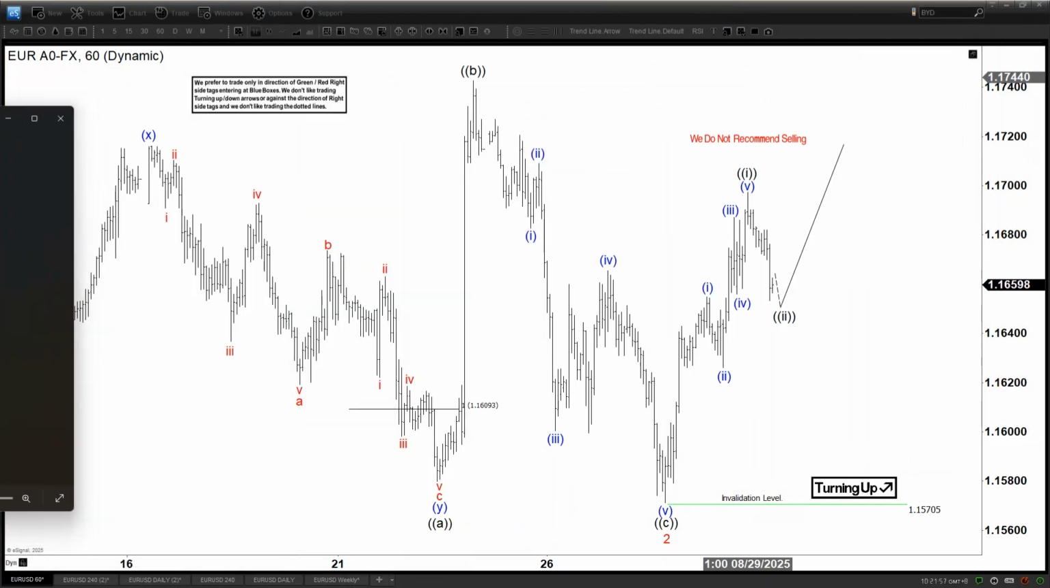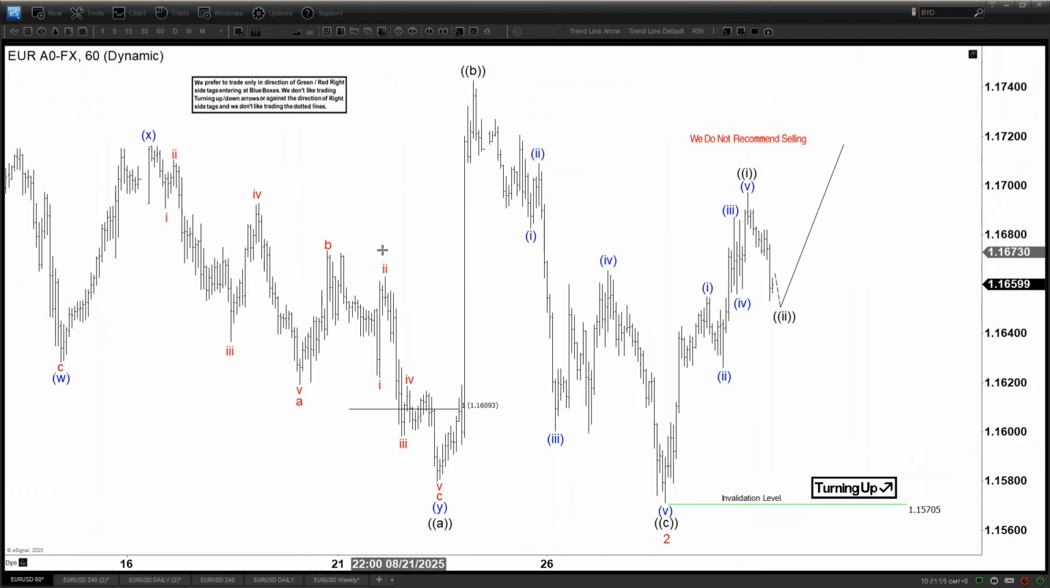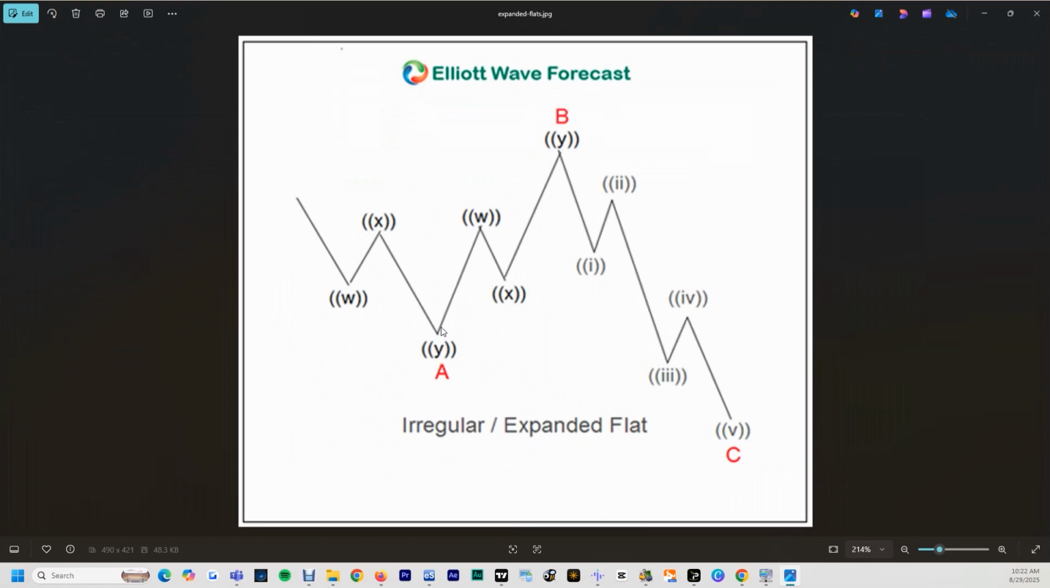So let's take a look here with the Euro USD. You don't see the beginning of the flat, but you see this ABC here, right? A, B, and then C. The C wave here we label as a 5, and you notice a couple of characteristics in the flat. In an expanded flat, the B breaks above the beginning of the A. The C surpasses the A, so that is a flat.